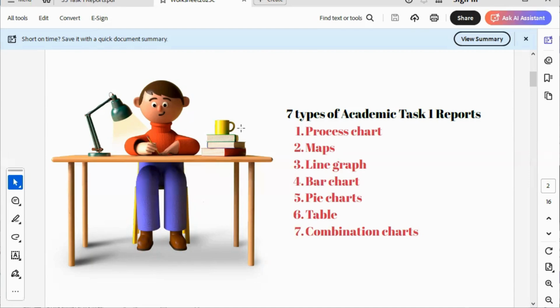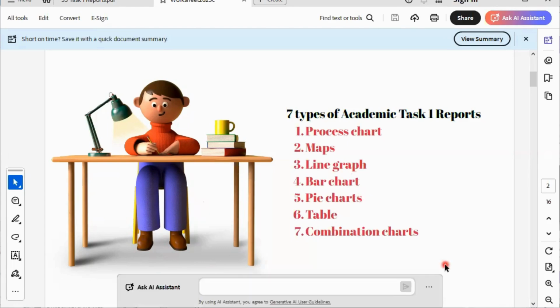Combination chart basically is a combination of 3 to 6. It could be a question that involves a combination of line graph and bar charts. They can combine line graph and pie charts. They can combine line graph and table, or they can combine bar charts and pie charts, or they can combine bar charts and table, or they can combine pie charts and table. That's what we call combination charts.